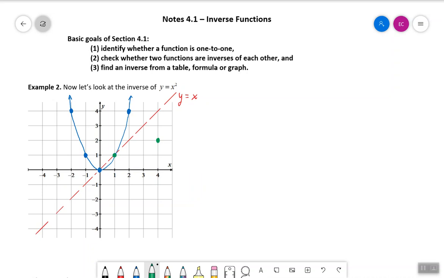(0, 0) stays at (0, 0). And then (-1, 1) becomes (1, -1). So it's down here. And (-2, 4) becomes (4, -2). So it's over here. And so we can draw the curve through these points.